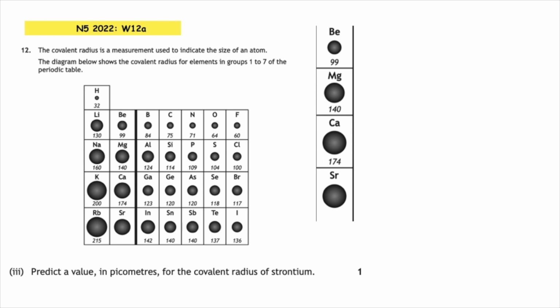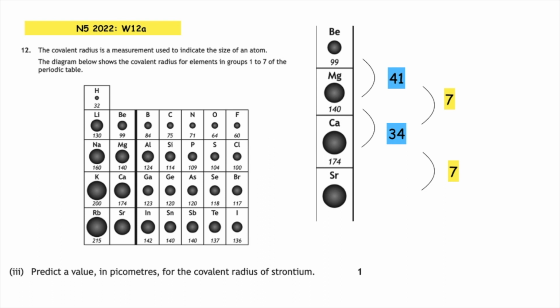So what we do is we take group 2, which has strontium at the bottom and beryllium at the top. The difference between beryllium and magnesium is 41, and the difference between magnesium and calcium is 34. So we can see that that's decreasing. The change between those two numbers, however, is 7. So we want to copy that trend as we've got no value given for the covalent radius of strontium.